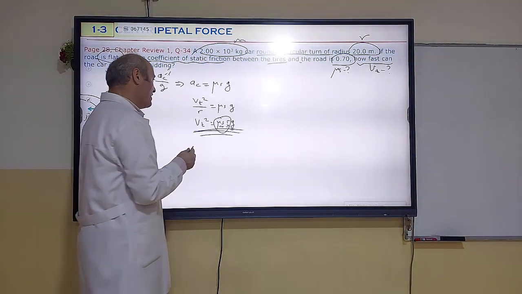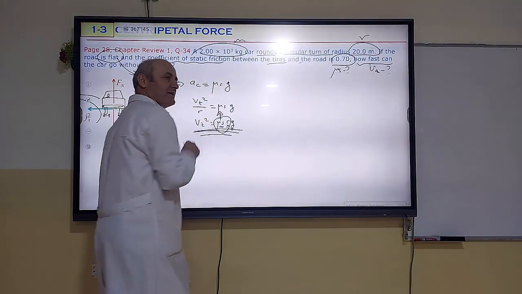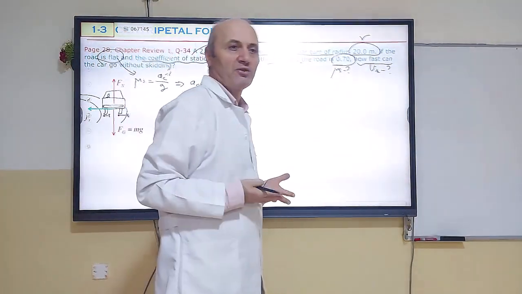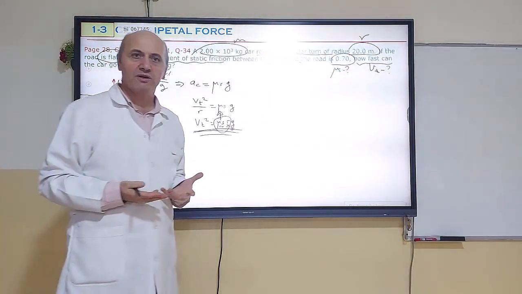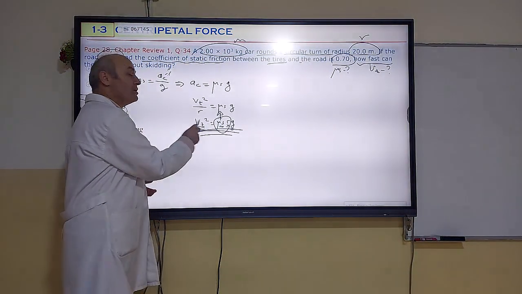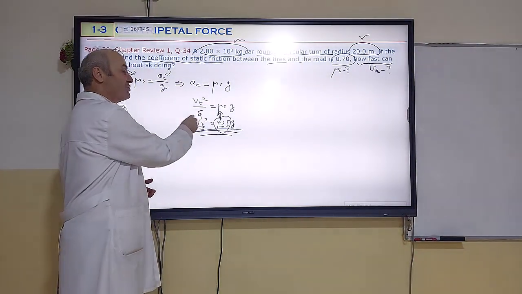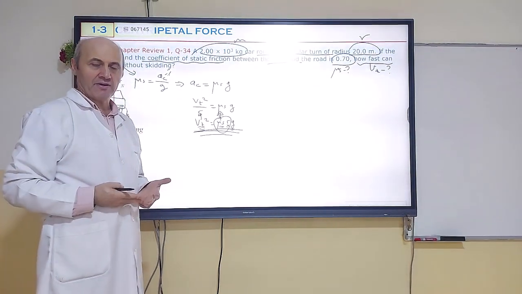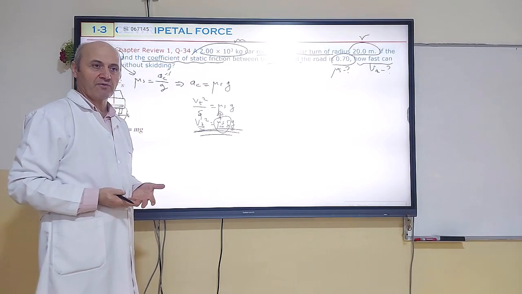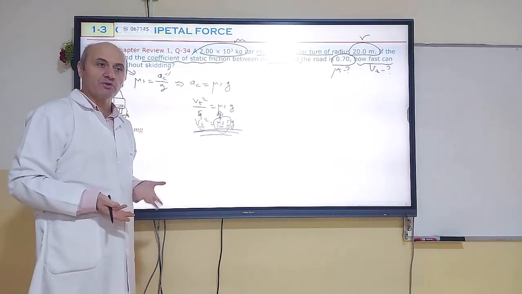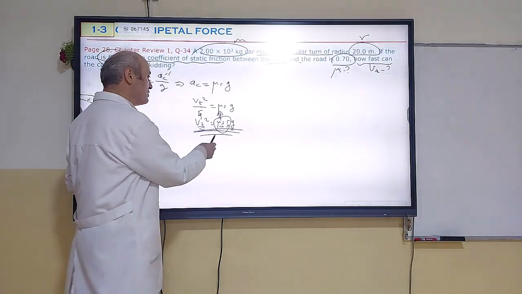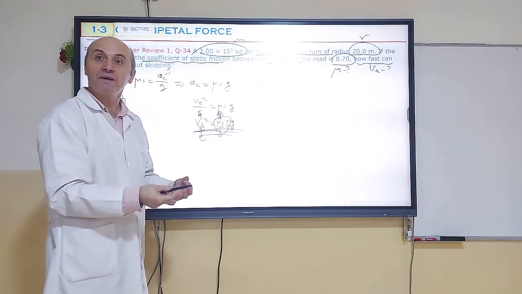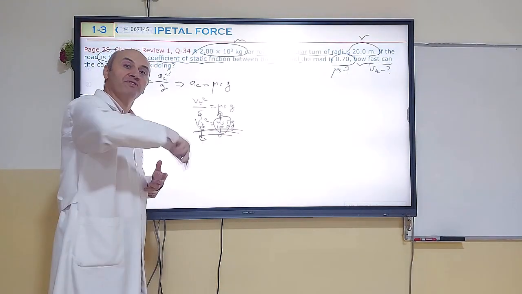It says that if µs is greater, what does greater µs mean? It is a dry, rough surface. In this case, with a big µs, you can drive faster. But if it is a slippery surface, like a rainy surface, right now it starts raining, or a snowy or icy surface, µs is going to be small. Small µs requires a small speed to round the curve safely.